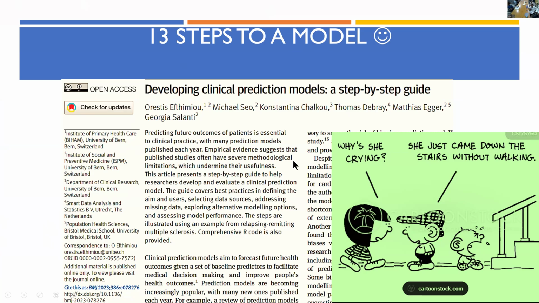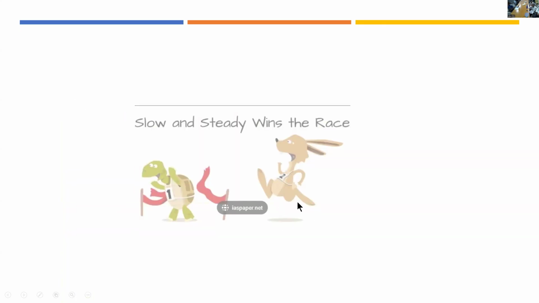You land up in trouble. So why is this baby crying? Because the baby came down without climbing down the steps. So we should not ever skip any steps. That's the message of the joke. Second message is slow and steady wins the race.